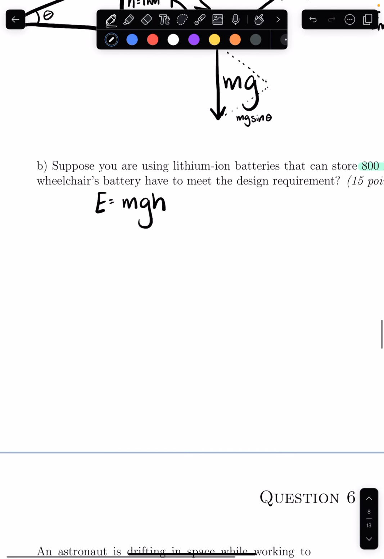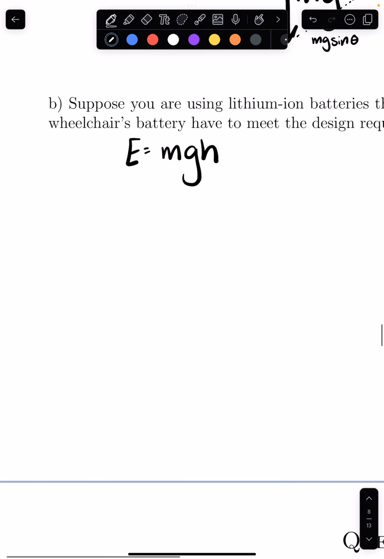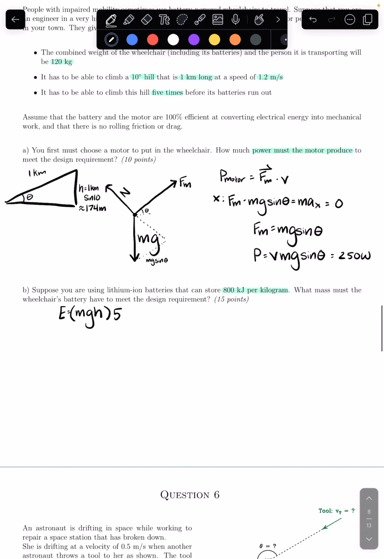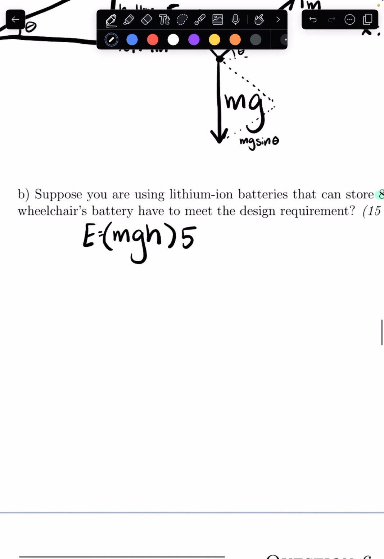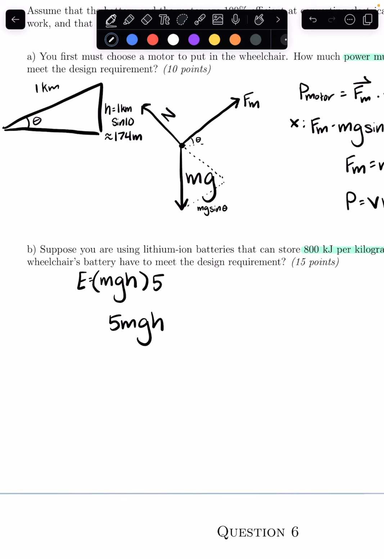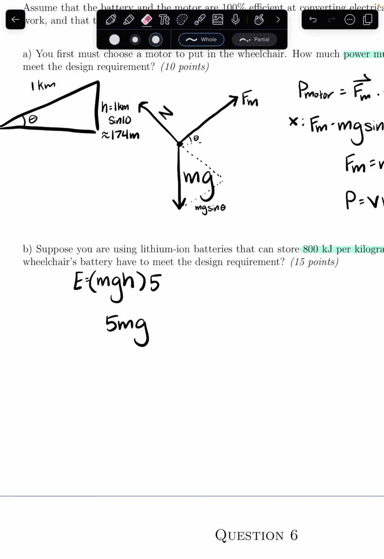So we have everything else that we need. We have the mass and we know what gravity is. So we can calculate this energy, and we need to multiply this by 5. The reason for that is because we need to be able to climb this hill 5 times before the battery runs out. So it's going to be 5 mgh, and h is equal to the distance times sine of theta.